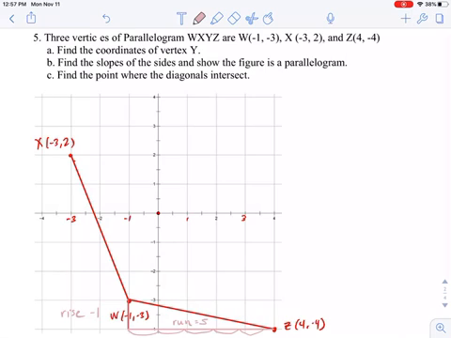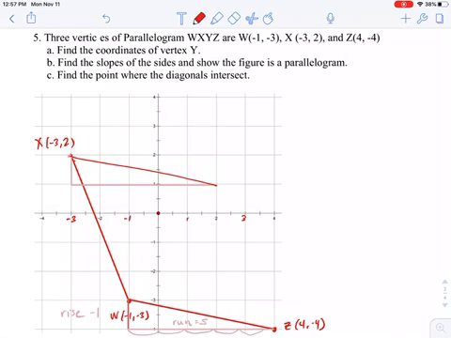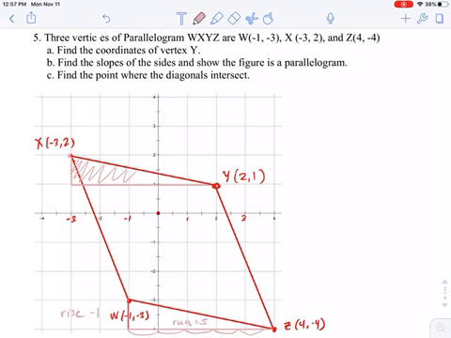And what I'm going to do is do the same thing, starting at point X. I'm going to go down 1, and I'm going to go over 5. And when I do that, I can see exactly where point Y should be. Y should be at 2, 1. And now I can fill in my last side. And I've got a parallelogram. And I would encourage you to look at these triangles and notice they are the same. That's how I figured it out.